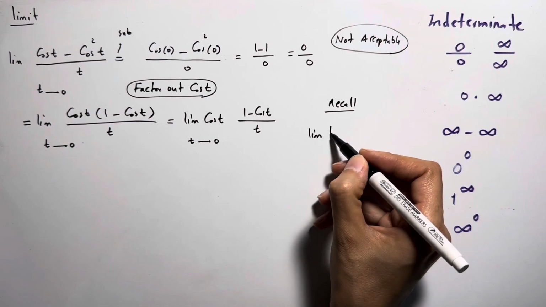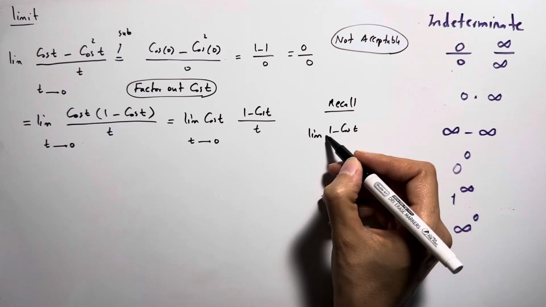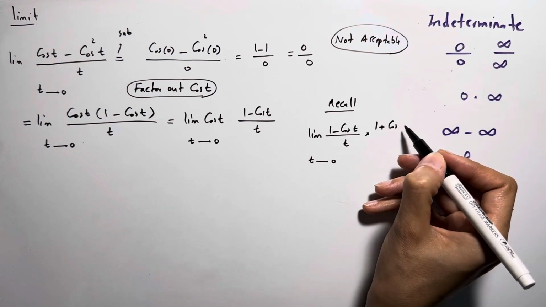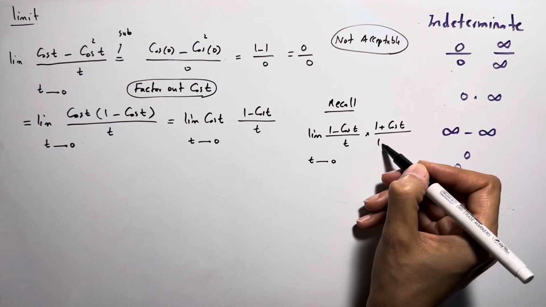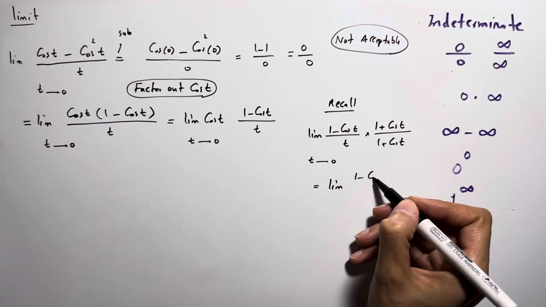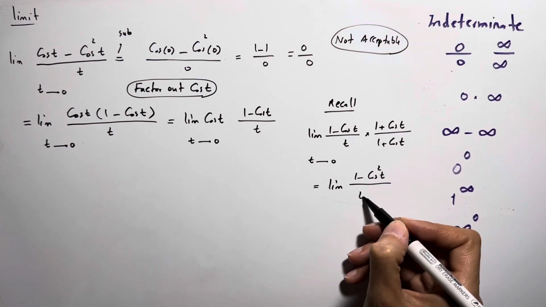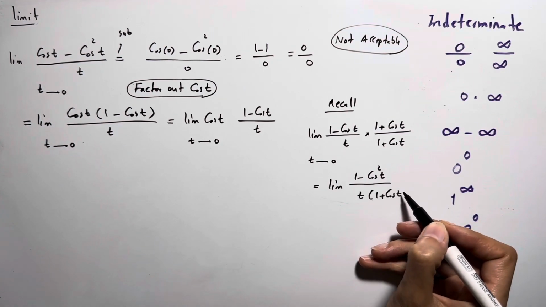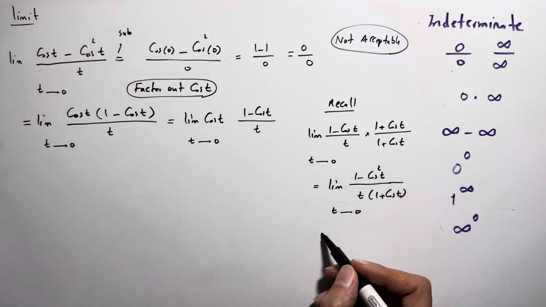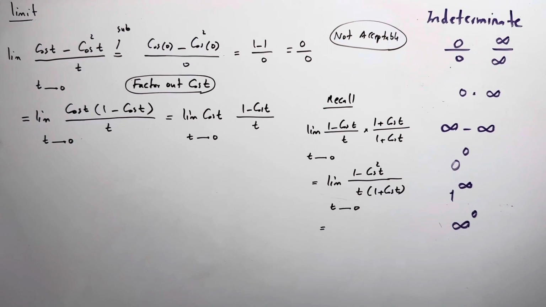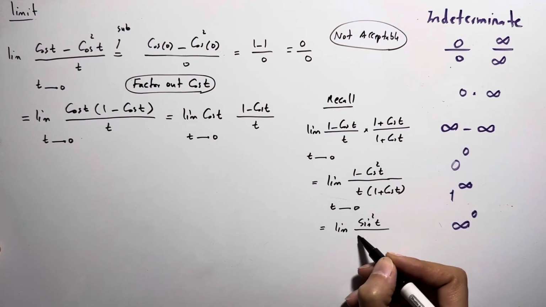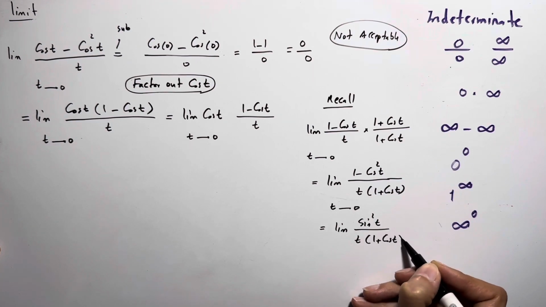Quick recall for you. The limit of 1 minus cosine t over t as t goes to 0. Remember, we multiply this by 1 plus cosine t over 1 plus cosine t, and this is equal to the limit of 1 minus cosine squared t divided by t times 1 plus cosine t as t goes to 0. This is equal to sine squared of t divided by t times 1 plus cosine t.